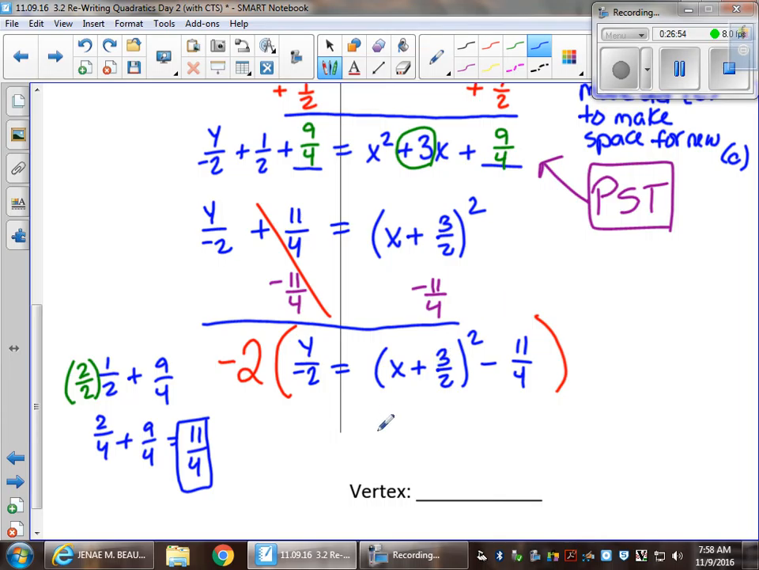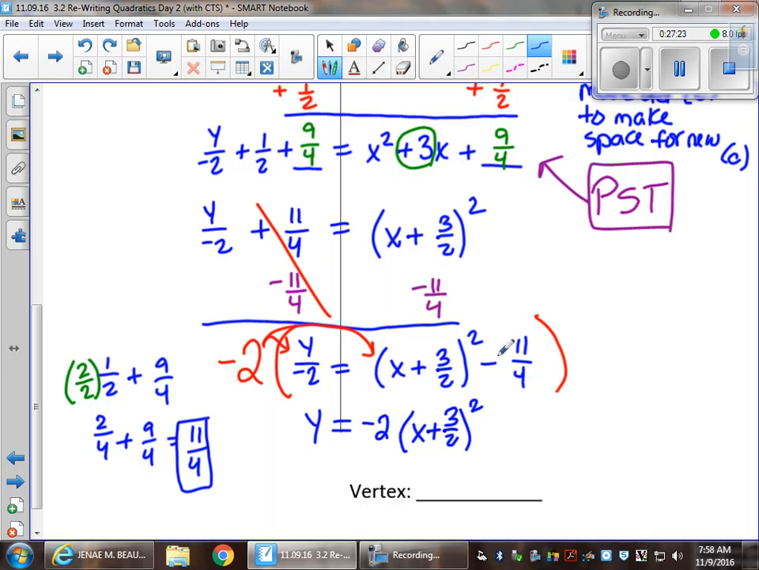All right. Hey, don't knock it. So what happens on the left? Y equals. You are literally going to distribute this negative 2 to each term. So we distribute it here, and now I have y. This will become negative 2 on the outside, and then I still have x plus 3 halves all squared.